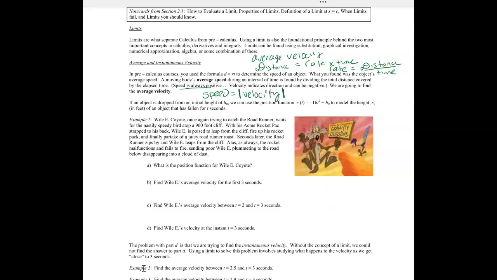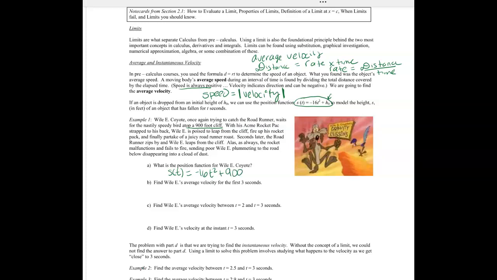It's a cartoon. So, initially, I want to know, what is the position for Wile E. Coyote? Well, for position, we're just going to be using this fun little function. What was my initial height? Well, it says that I'm atop that 900-foot cliff, so that's going to be my h of 0, or h sub 0. So I'd have s of t, because we don't really know exactly what my time is yet. s of t should be equal to negative 16 t squared plus h of 0, which we just said was 900. And that's it for that one.